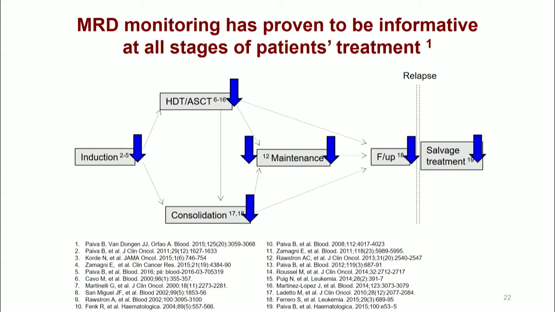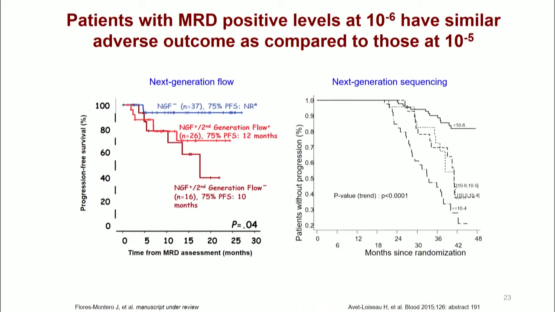Also, looking at if you do this kind of testing, can it be informative at different stages of the disease? And clearly we already have information that it can certainly give you prognostic information at each of the different time points after induction, transplant, consolidation, maintenance, even in the relapse setting, the achievement of MRD negative status can be informative. What has been quite interesting is the assessment of MRD negative versus MRD positive at the very sensitive levels.